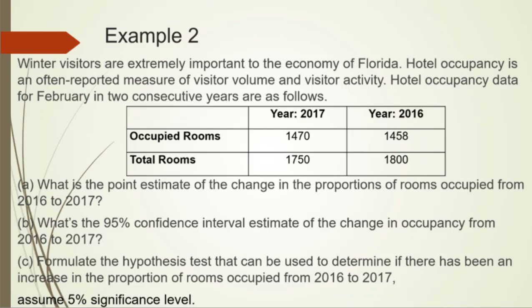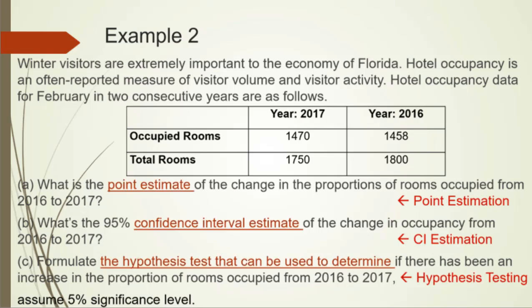Example 2. Winter visitors are extremely important to the economy of Florida. Hotel occupancy is an often reported measure of visitor volume and visitor activity. Hotel occupancy data for February in 2 consecutive years are as follows. There are two populations here, occupancy in 2017 and that in 2016. The variable of interest here is whether a room is occupied or not, so it's categorical data. We work with proportions, measuring the proportions of rooms that are occupied in those 2 years.